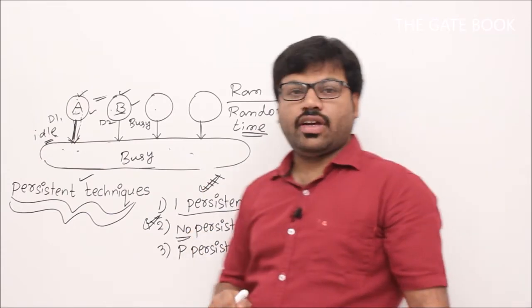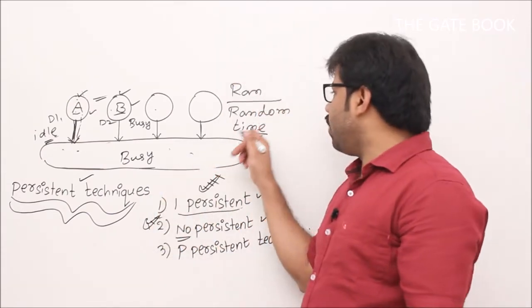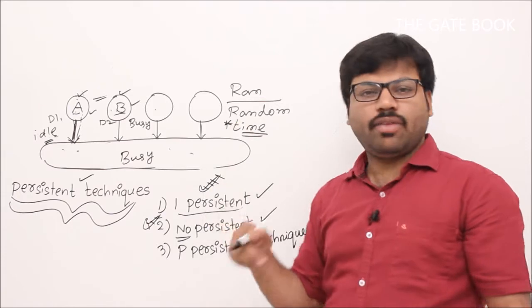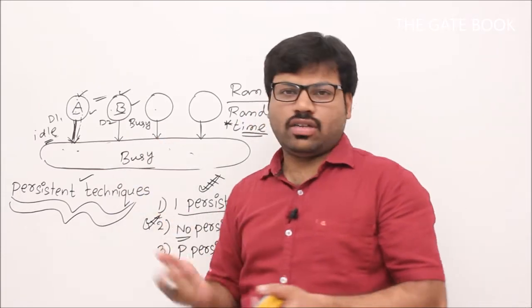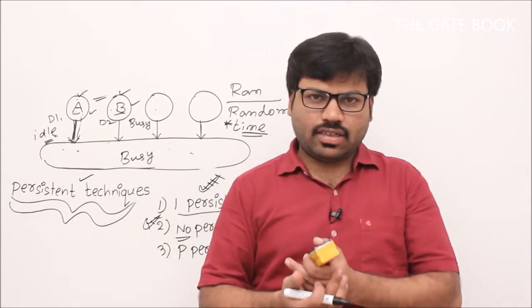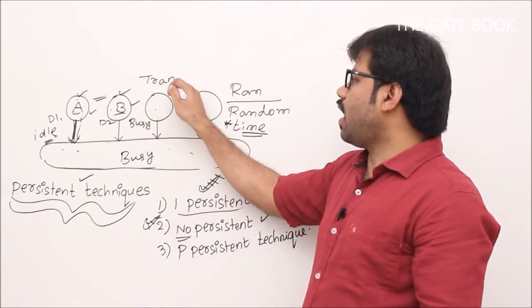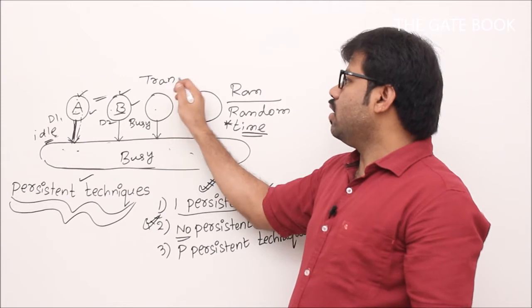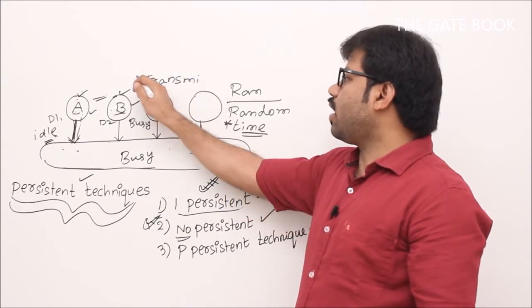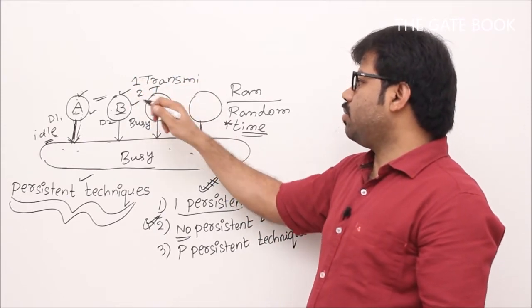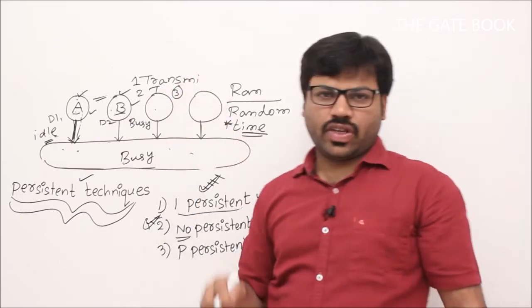Now, sir, how will this random time be decided? Usually, this random time will be decided by protocols. We can discuss that. For example, we can keep a transmission time. That means they can fix a random amount of time, like 1 transmission time, 2 transmission times, 3 transmission times, in that way.